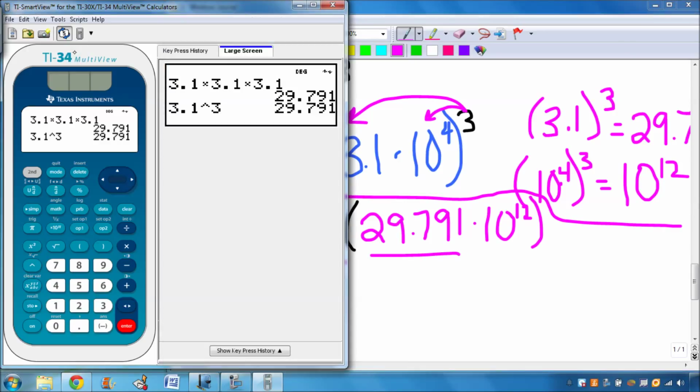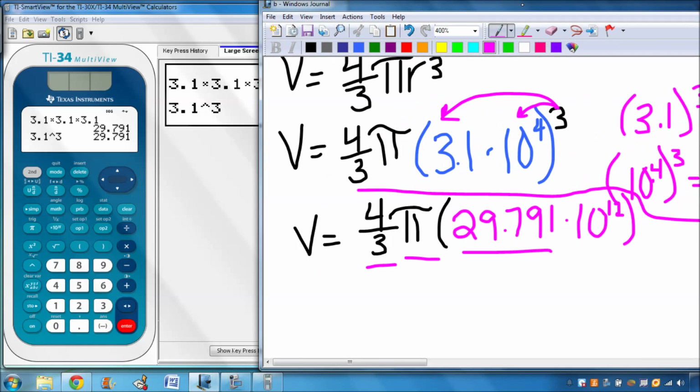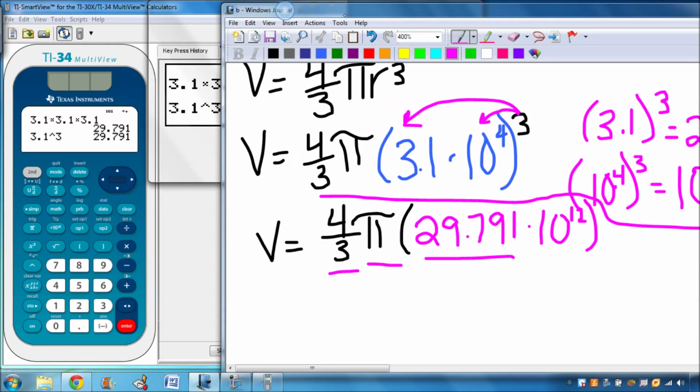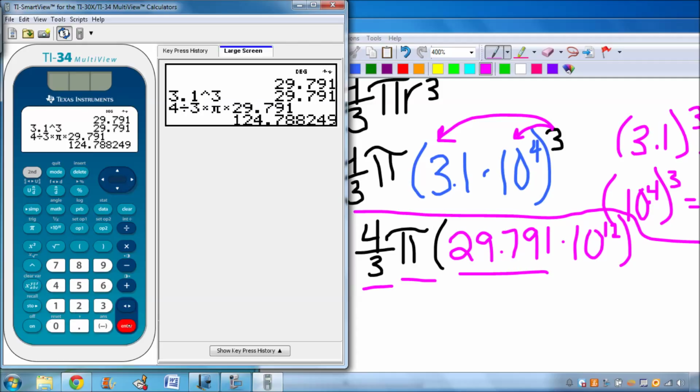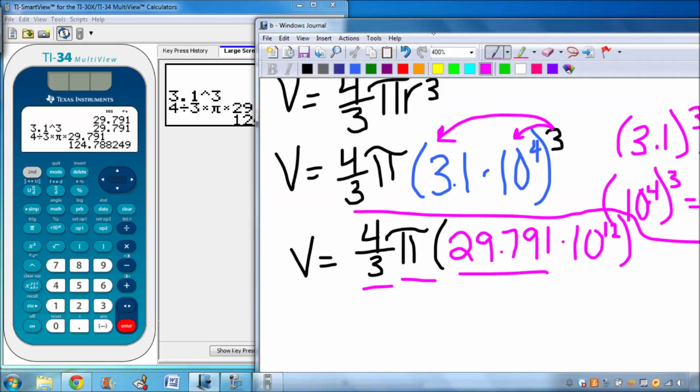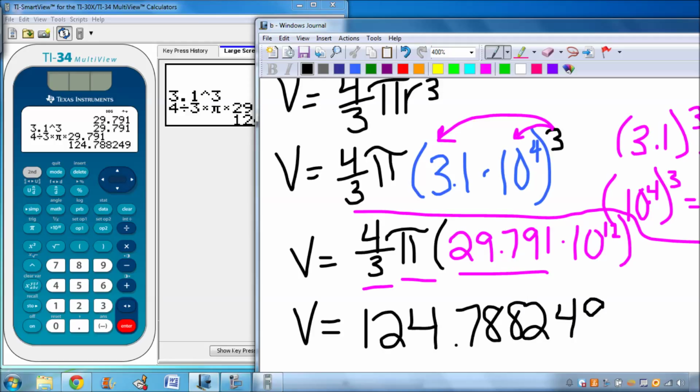So go back to our calculators, and don't forget that 4/3 means 4 divided by 3. So I'm going to do 4 divided by 3 times pi times 29.791. And then I get that big, long, crazy decimal, so let's write this out. So I get V equals 124.788249, times, I gotta bring this down, 10 to the 12th power.